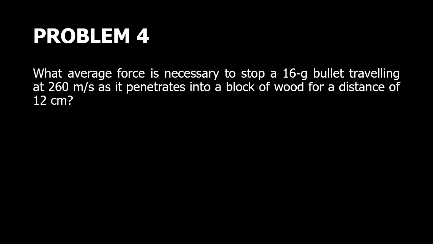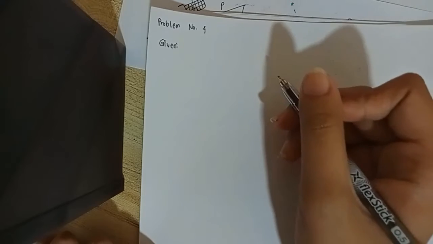Next, on problem number 4: what average force is necessary to stop a 16-gram bullet traveling at 260 meters per second as it penetrates into a block of wood for a distance of 12 centimeters? Let us now solve problem number 4.